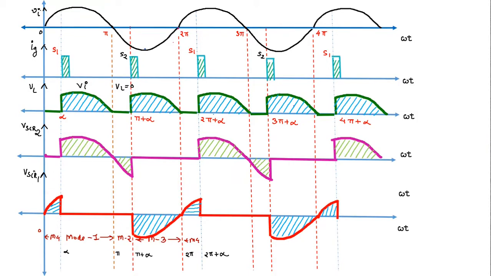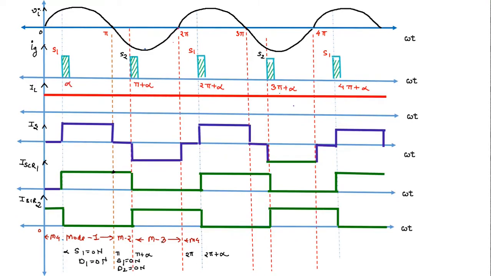The SCR1 voltage will also be equal to 0 because SCR1 is conducting in this mode because of the stored energy in the inductor, and SCR2 voltage will be equal to input voltage Vi. So whatever be the input signal, it will come across the SCR2.